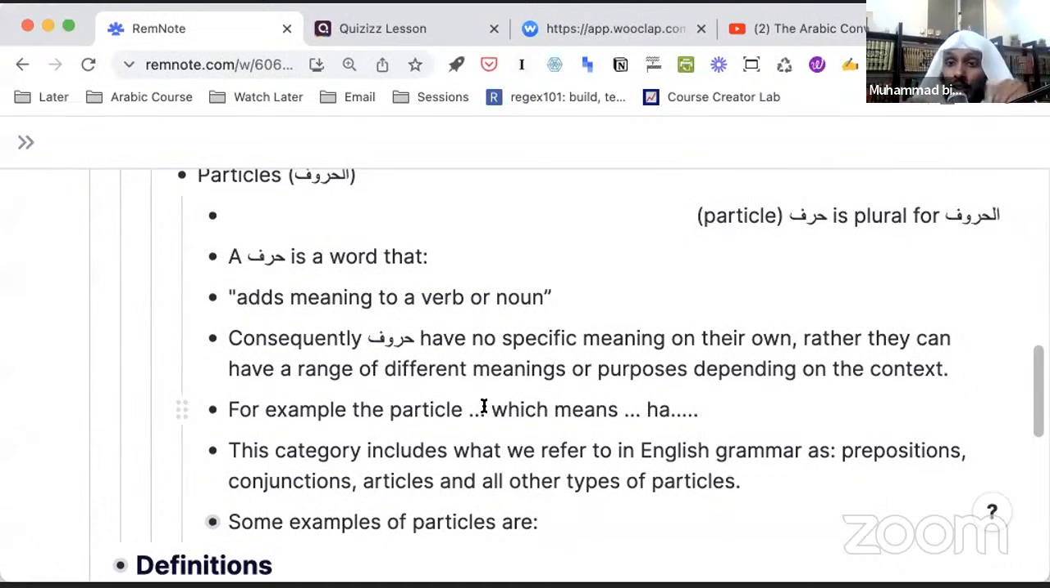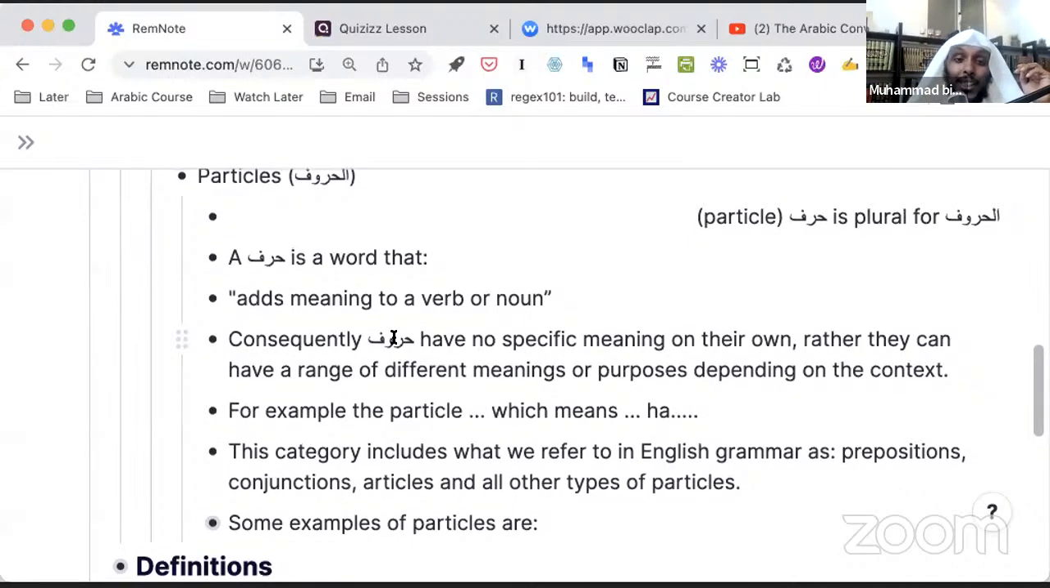And one particle can change the meaning of the verb. To give you a quick example, we have the word raghiba, which I can't even tell you what it means, because it can have a different meaning depending on the particle that connects to it. Raghiba fi means he wants, raghiba anhu means he doesn't want. So the whole verb meaning changed because of the particle that came with it.